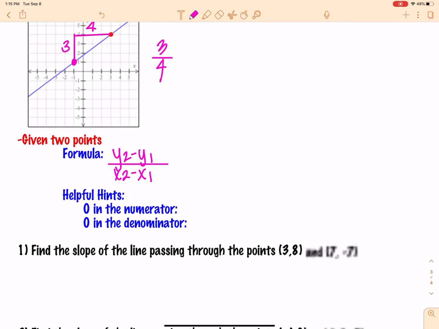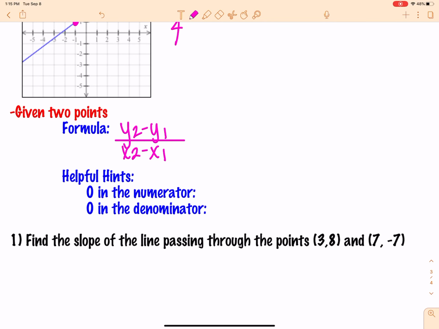Some helpful hints, the ones that you're going to see that are like game changers, are if you have a 0 in the numerator. 0 divided by anything is 0. But what does that look like on a graph to have a 0 slope? Because you guys get confused. Is it the horizontal line or is it the vertical line? Well, I have a trick for you. It is the horizontal line. And the way I remember this is that this horizontal line can start the letter Z for 0 slope.